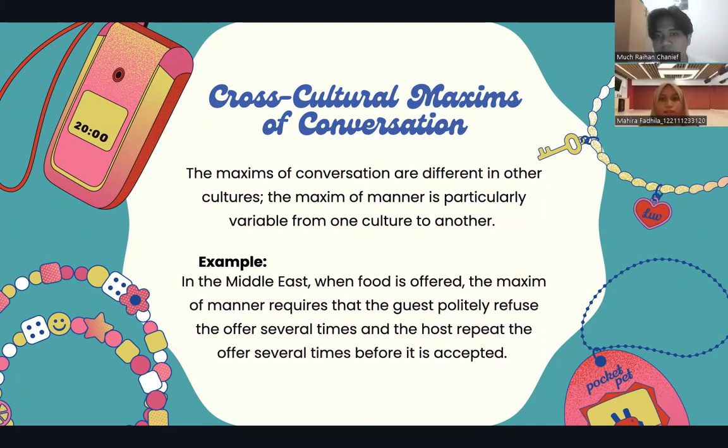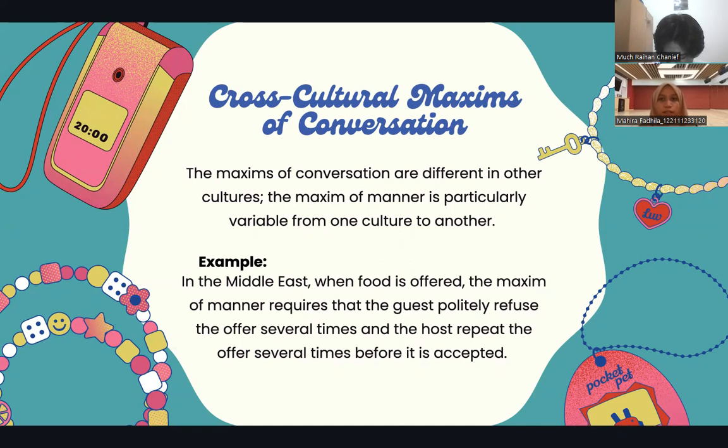In the Middle East, when food is offered, the maxim of manner requires that the guest politely refuse the offer several times, and the host repeat the offer several times too before it's accepted. The second example is in Japan. The concept of enryo, meaning restraint or reserve, requires that the speaker practice a kind of verbal reticence in approaching a topic of conversation, especially when giving a negative answer.